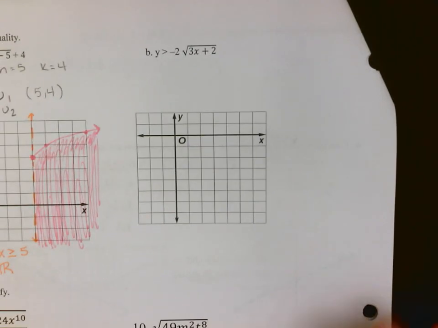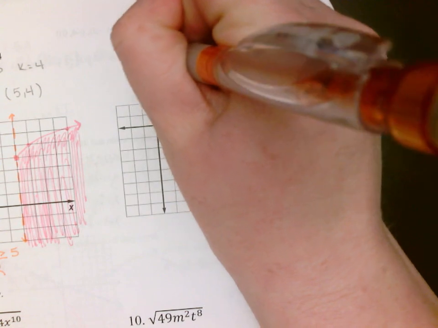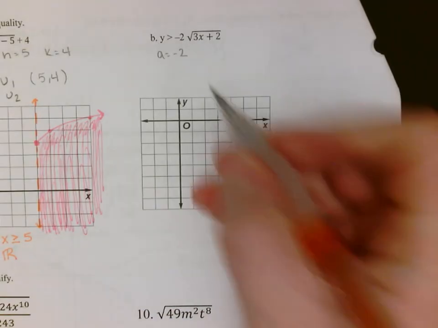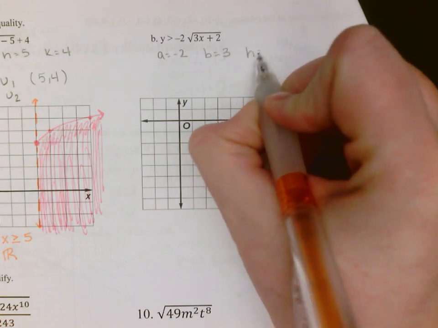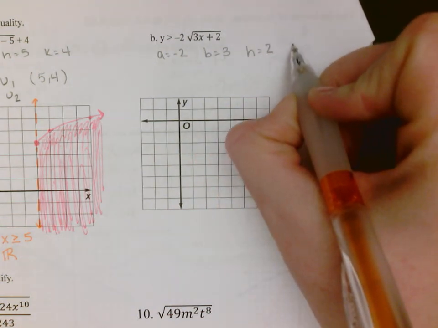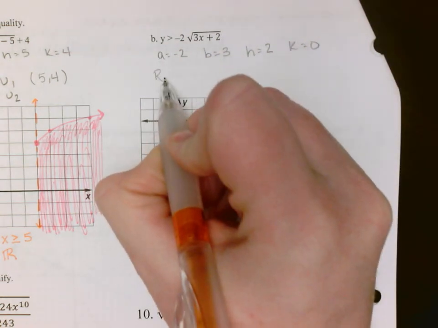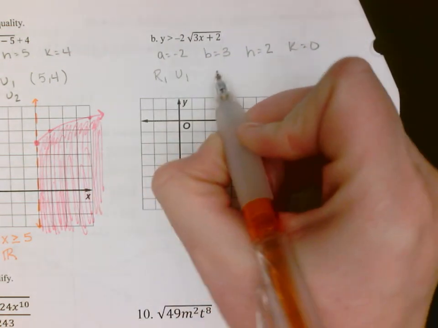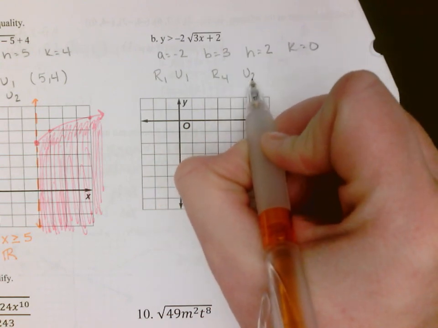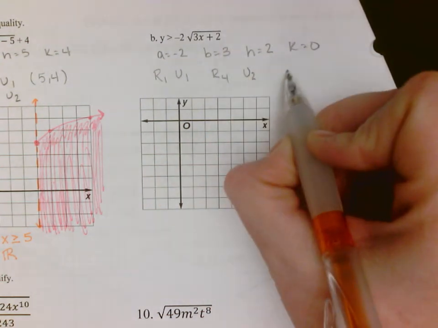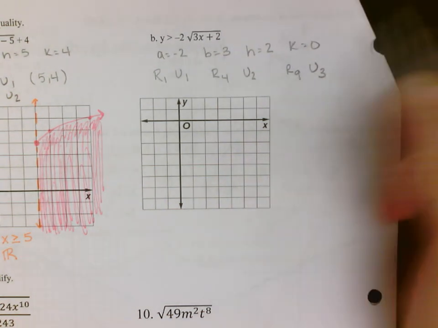Alright, last but not least. A is equal to -2. B is equal to 3. H is equal to 2. And K is equal to 0. So, right 1, up 1, right 4, up 2, and because B is 3, I'm going to go right 9, up 3, because 9 is divisible by 3.